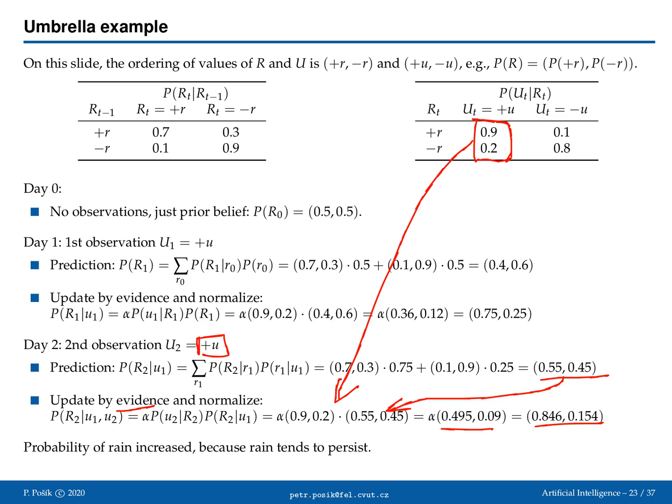over the hidden states. So you can see that after observing your boss bringing an umbrella 2 days after each other, you will get the updated distribution that tells you that on day 2, probably there is 84% or 85% chance of rainy weather outside.